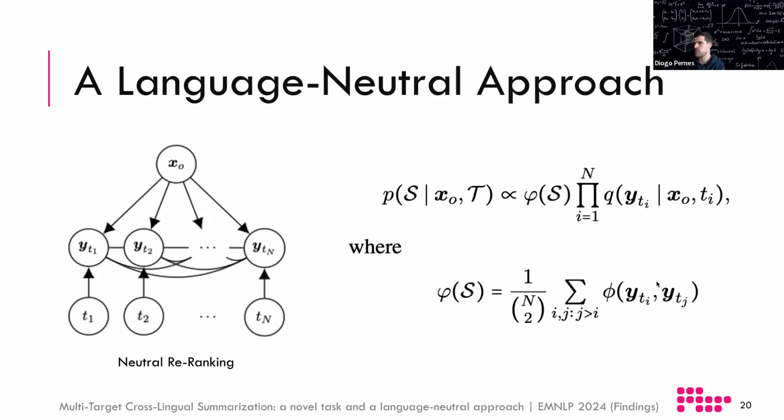And this is this factorization here. Again, if you are into graphical models, this will be easy. Otherwise, you can just forget about this. The only important part here is this function phi of s, where s is the set of summaries. So it will be YT1, YT2, all the way up to YTN. This function phi of s is the sum of all pairwise similarities between all summaries here. So between YT1 and YT2, YT1 and YT3, YT2 and YT3, and all possible pairs that you have here will correspond to a term in this sum of similarities. So you can see here that this grows quite fast. So you have n choose two pairs of summaries here, where n is the number of target languages.